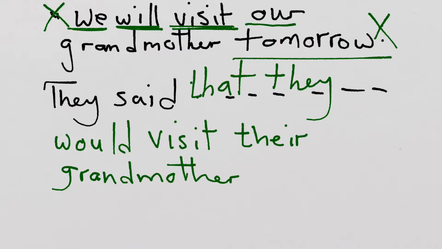Okay, so let us get back to our sentence. We changed we into they, will into would. We changed the possessive pronoun our into their. So we are going to change tomorrow into the next day.